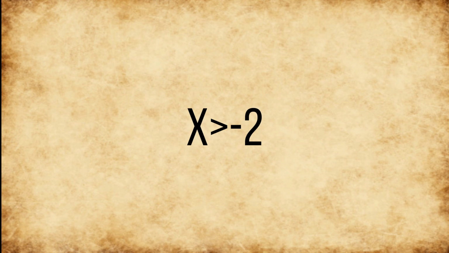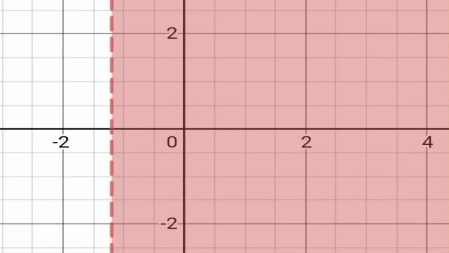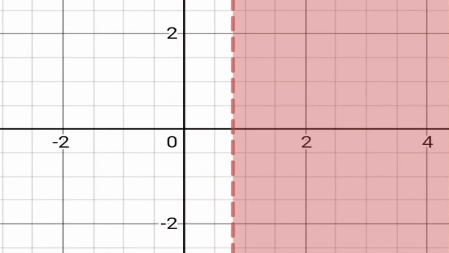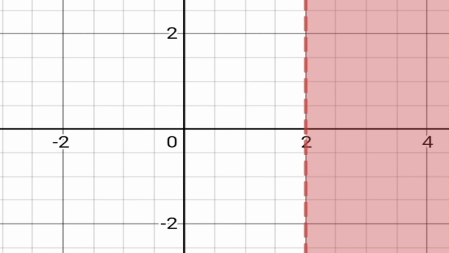Let's understand the same thing in graphical method. We draw a line y equal to x plus 2. Now we can see that for x greater than minus 2, y is greater than 0, therefore satisfying the condition.